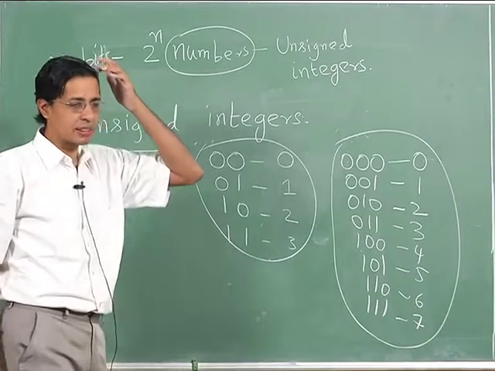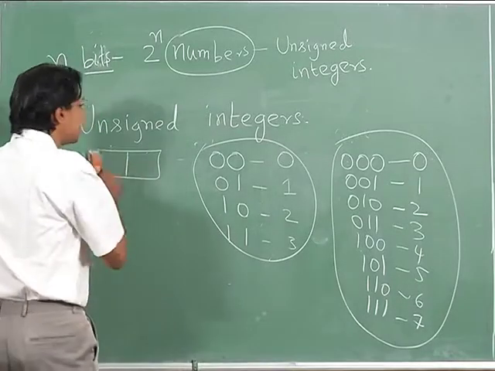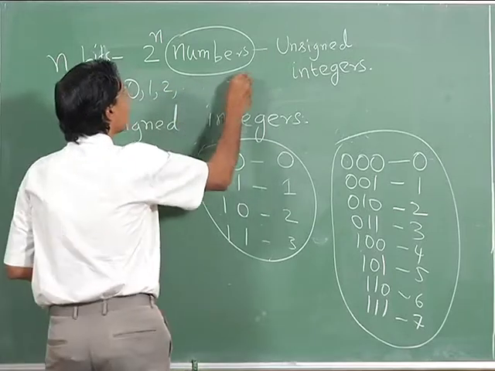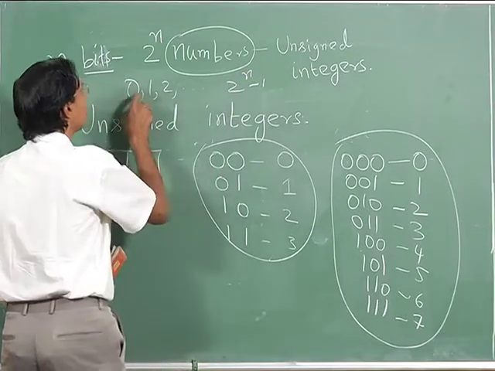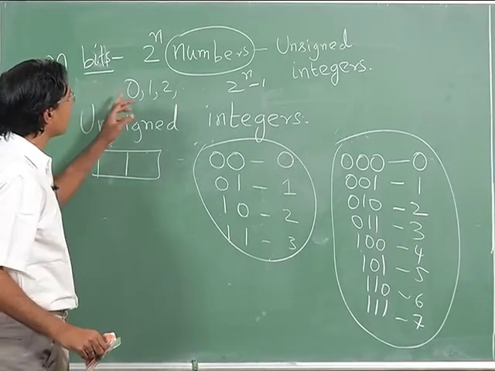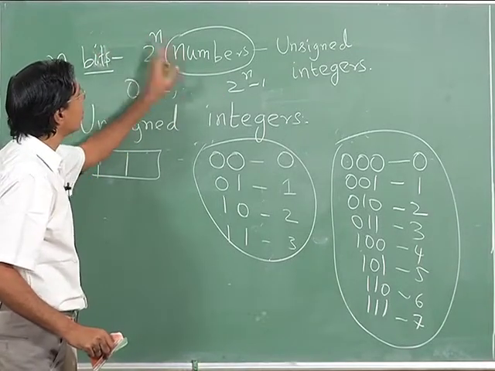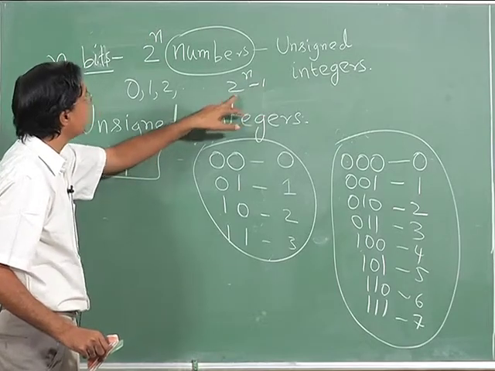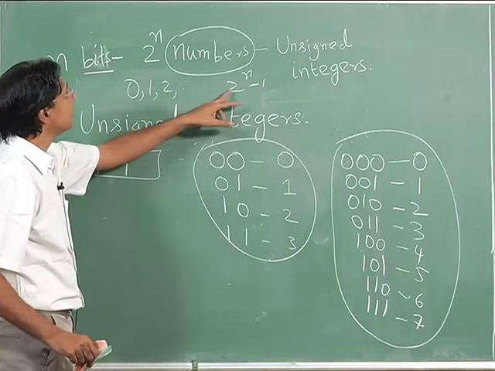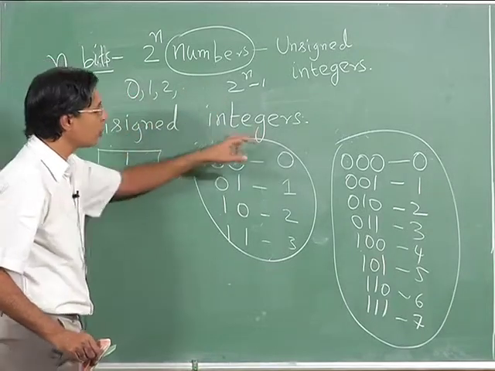So by using this I can represent 0, 1, 2 till 2 power n minus 1. For example, when n is 2, this is 2 power 2 minus 1, which is 3, so I can represent from 0 to 3. When n is 3, this is 2 power 3 minus 1, which is 7, so I can represent from 0, 1, 2 up to 7.